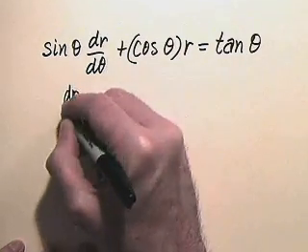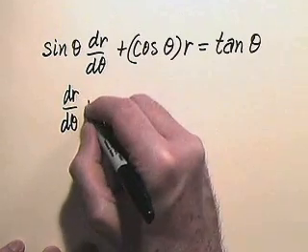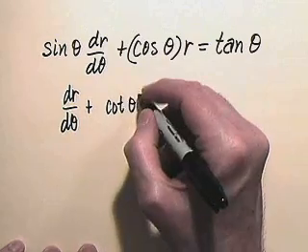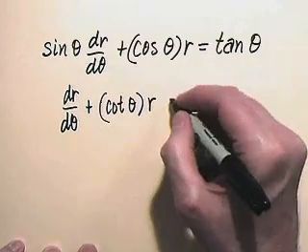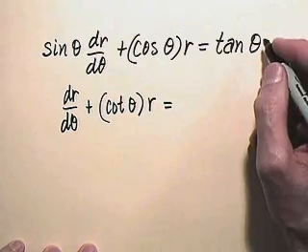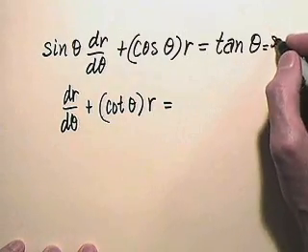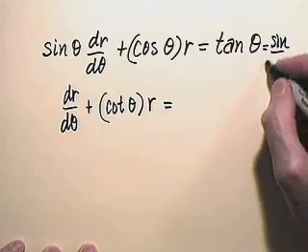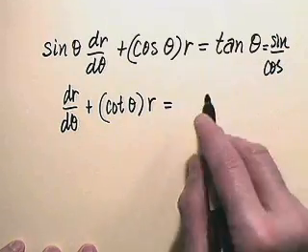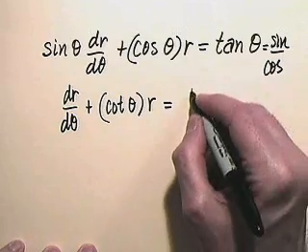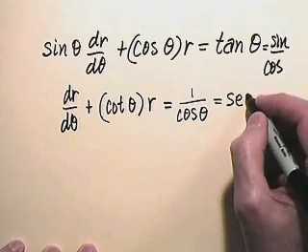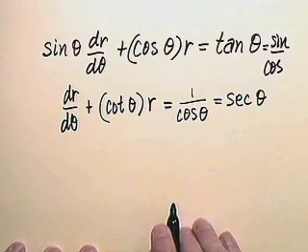So we get dr d theta plus cosine theta over sine theta, that's cotangent theta, times r equals tangent theta over sine theta. Well, remember, tangent theta is sine over cosine. So consequently, when I divide by sine theta, the sines cancel, and on the right side, we're just going to get 1 over cosine theta, which is secant of theta.